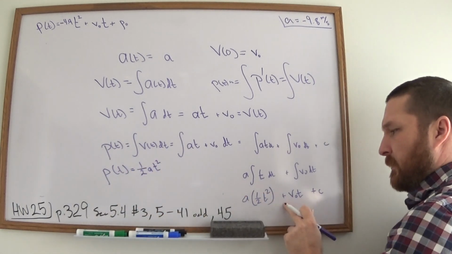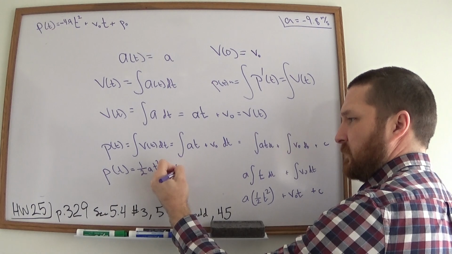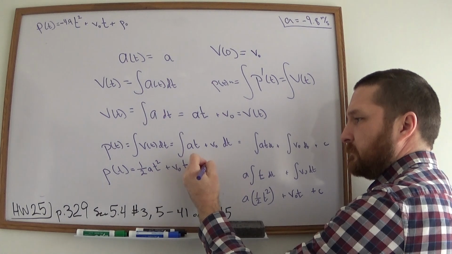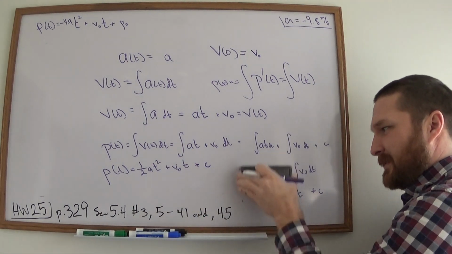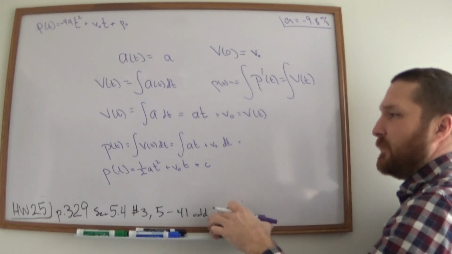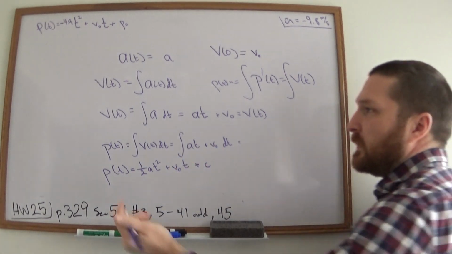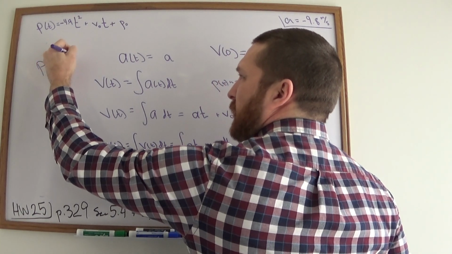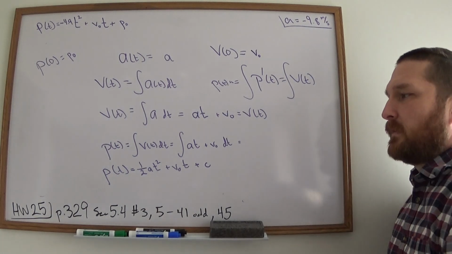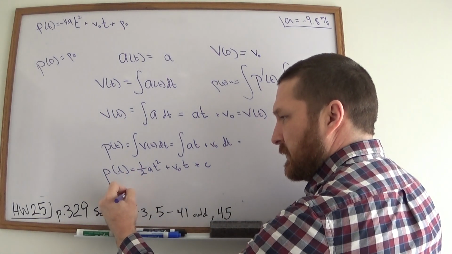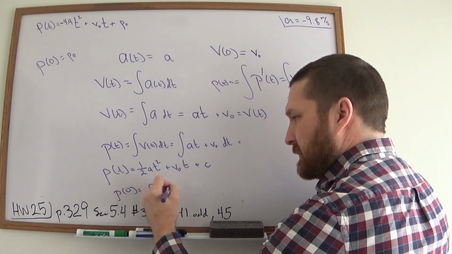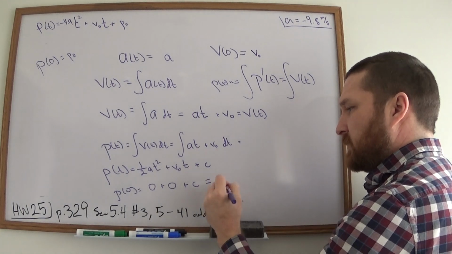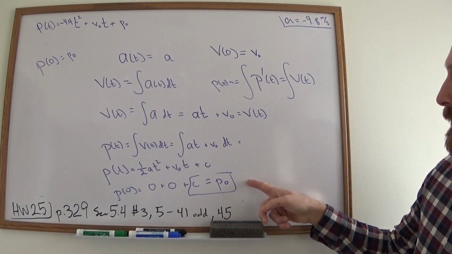T squared plus v0t, your initial velocity, times t, plus a constant. And how do we find the constant? Well, if you know your initial position, your position at time 0, we'll call that p0. When I plug that in, I get a 0 here, plus a 0 here, plus a constant, which is whatever my initial position is.